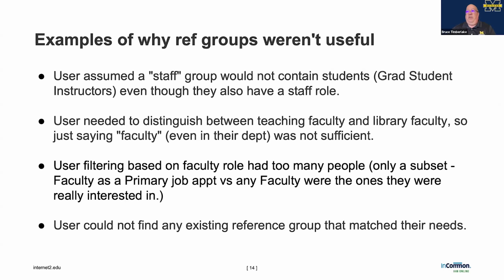We had another user that needed to distinguish; faculty wasn't a fine-grained enough approach. They needed to say, well, I'm interested in teaching faculty, but I want to exclude people who work for the library. I don't know what their use case was, but that was a thing that they brought to us and said, yeah, we need something different. Filtering based on faculty role had too many people because that person's interpretation of faculty was somebody who is primarily faculty, not somebody who might have a secondary appointment as a faculty member. Or somebody just couldn't find a reference group out of that list of 17,000 or so that we made that actually fit their needs. So next slide, please.